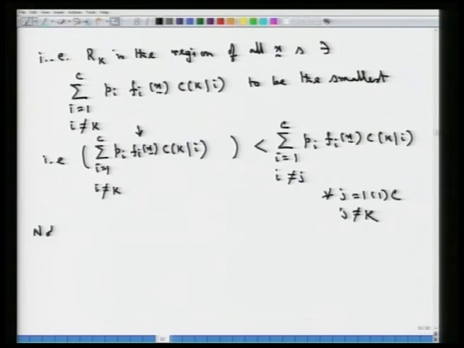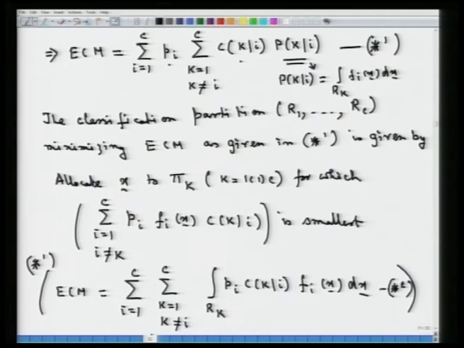So, this is what is giving us the rule which minimizes the expected cost of misclassification, and the allocation rule is what we have written here: to allocate x to pi_k if we have got the summation here to be the smallest among all possible such k terms.